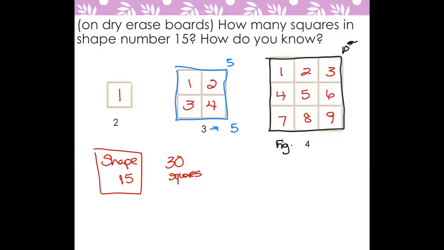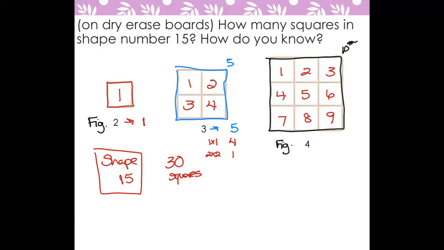Say it again. For figure 2, that is 1 square, because this is the only small square and it is the only square that's there. So figure 2 has exactly 1 square. Figure 3 has 5 squares that are made up of 4 of the smaller ones that are 1 by 1s and 1 that is a 2 by 2. What about 4?